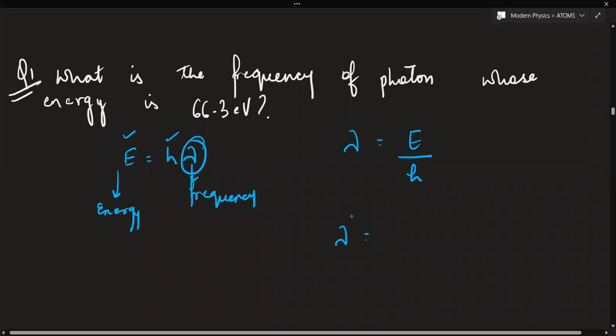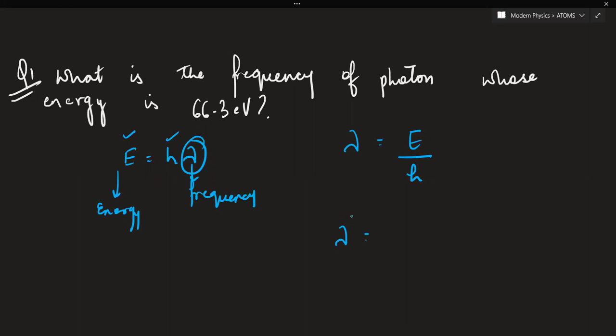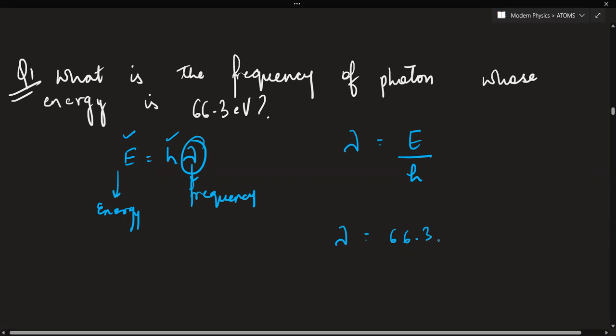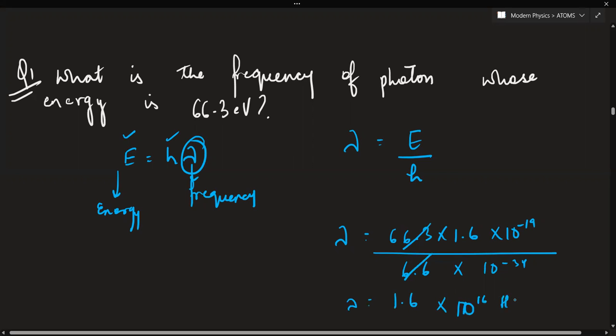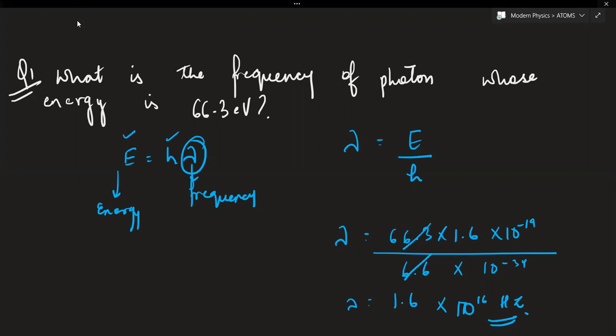So energy, you cannot write it as 66.3 electron volt. You have to convert it. So you will write 66.3 into 1.6 into 10 to the power minus 19 joules divided by 6.6 into 10 to the power minus 34. See, this will almost get cancelled. You will be left with 1.6 and this will be 10 to the power 16 hertz. All right, just note it down. We'll do more questions.